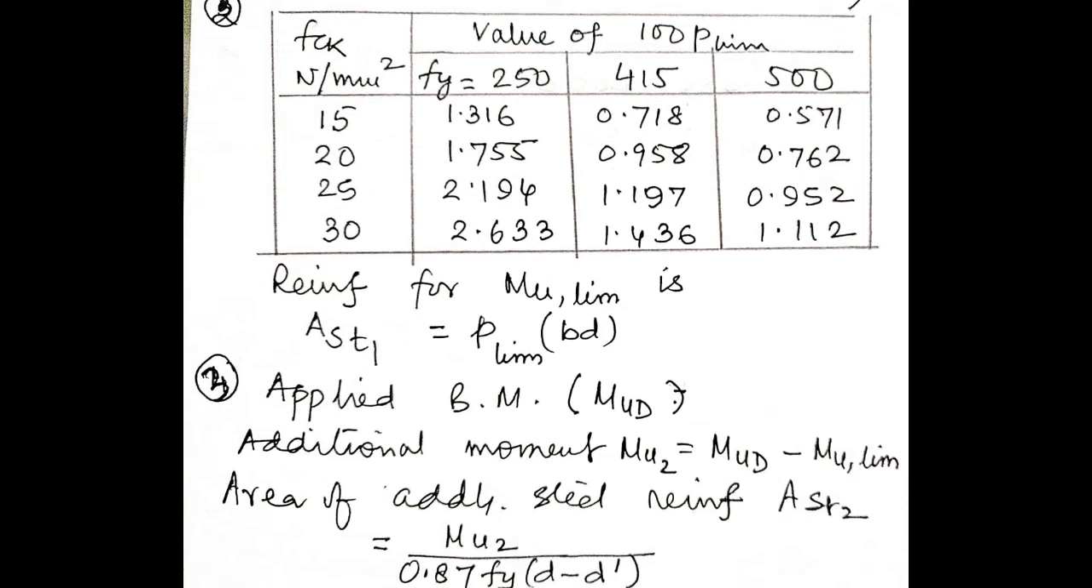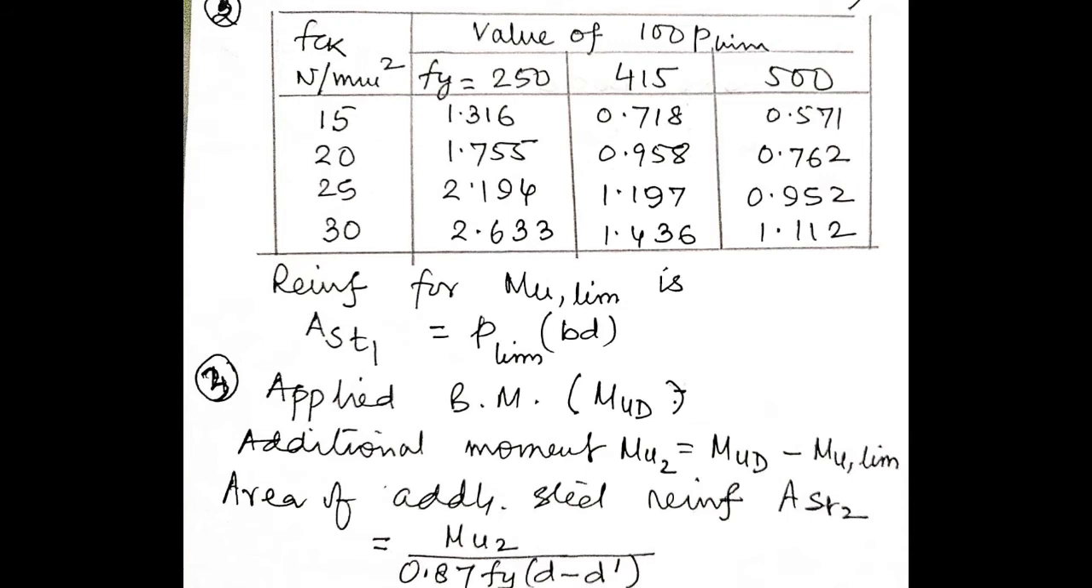Now, reinforcement for Mu.lim. The first step, we have found out Mu.lim. Now the second step is that after finding out the pt value, p.lim value, the reinforcement required for this moment, Ast1, is equal to p.lim into bd.